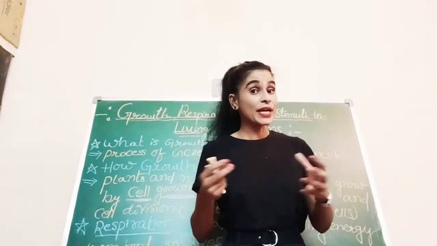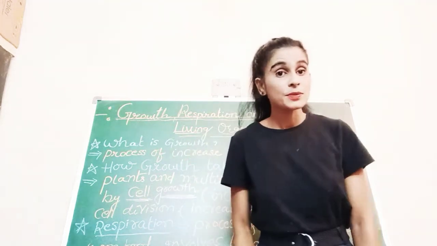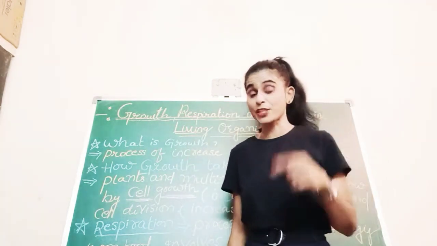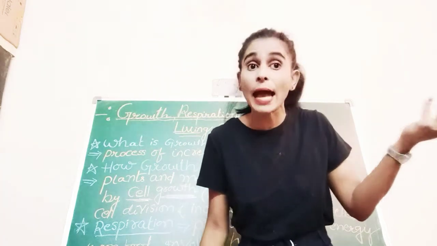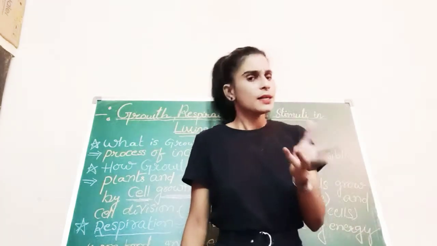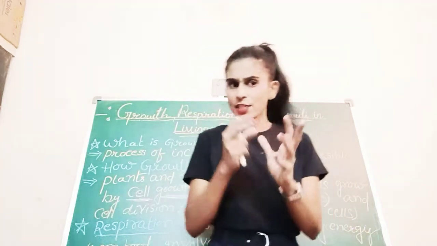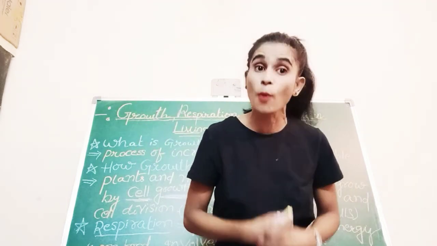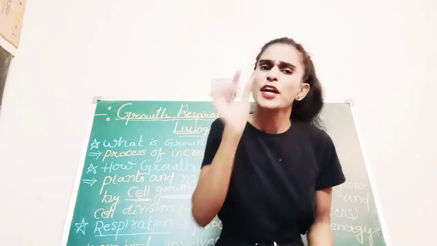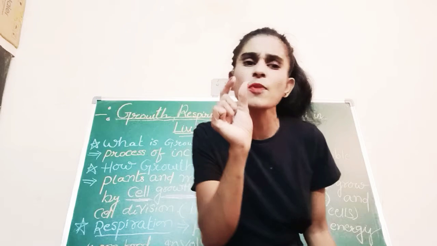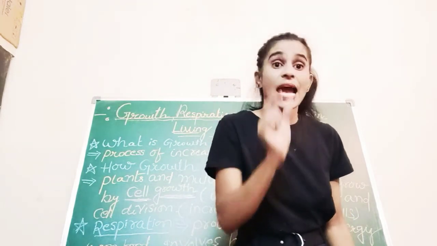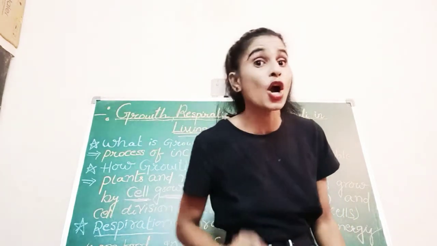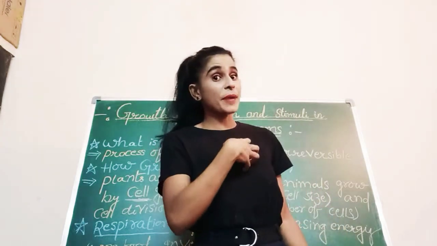Now I think you understood what is growth. The next question in your brain is how growth happens, how growth occurs. It's a very simple idea I will tell you. See, our living organisms are there. All living organism bodies are made up of very small units, and those small units are called cells. My body is made up of cells.